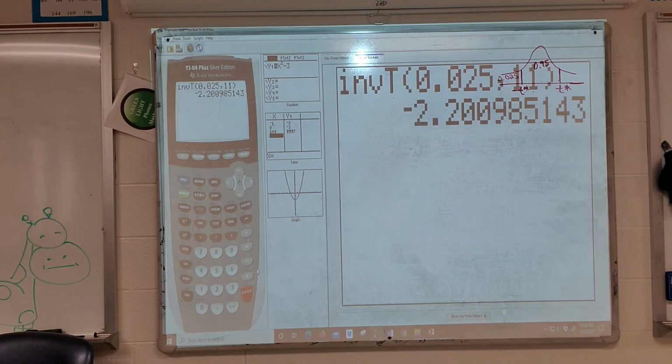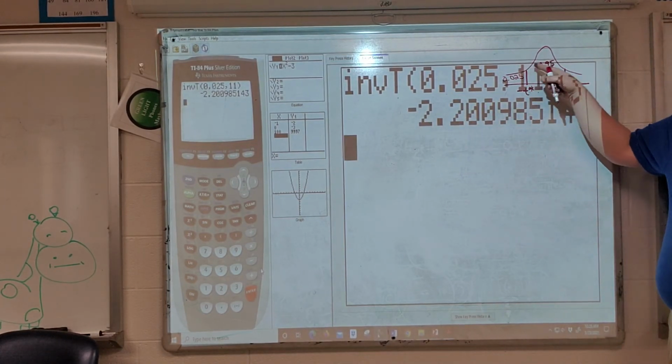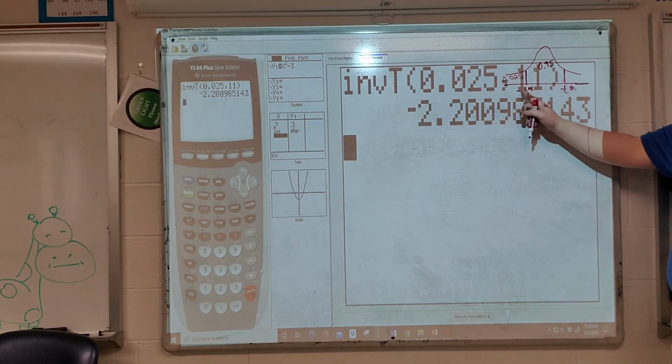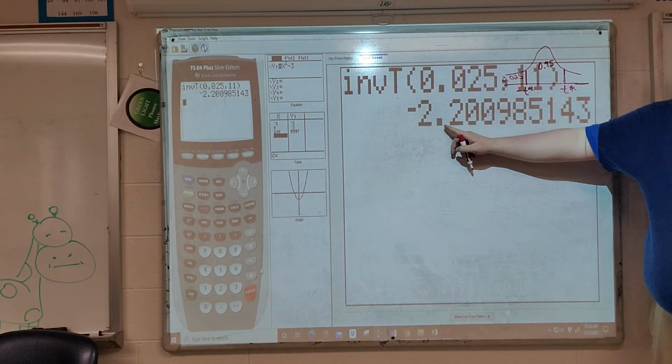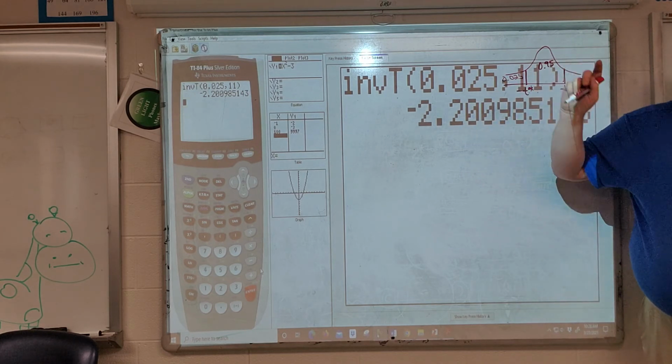Okay, so we get our t star. This is negative t star. The t distribution is still symmetric, so by symmetry, positive t star will be the positive of this. So we use 2.2. I guess you could do 2.20 or whatever.